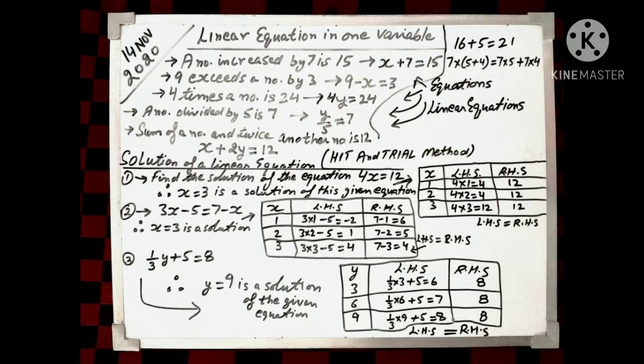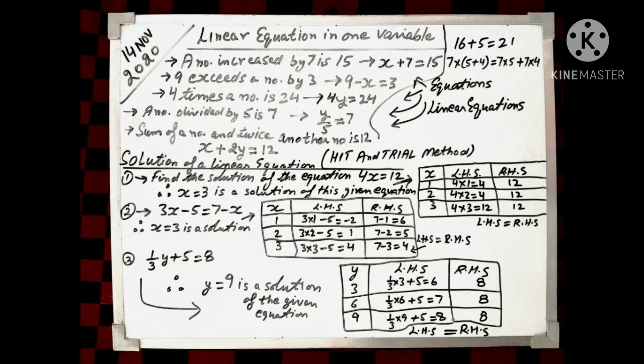Now see the last one. 1 by 3 y plus 5 is equal to 8. Again we will follow the same method. We will make the tabular form. We put y = 3, y = 6, y = 9. Why are we doing this? Because we have 1/3 of y. So we will try to put a number y such that it is a multiple of 3. Then only we will get a whole number 8.